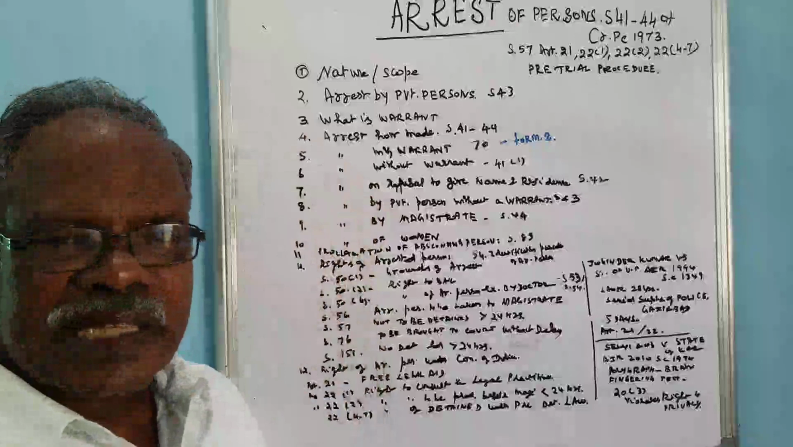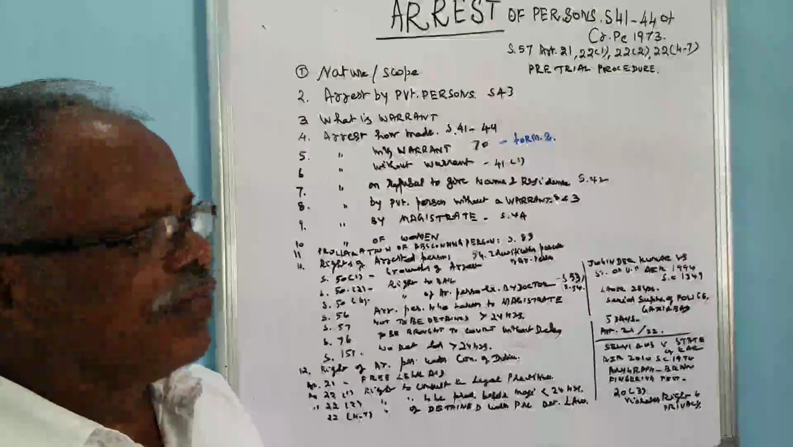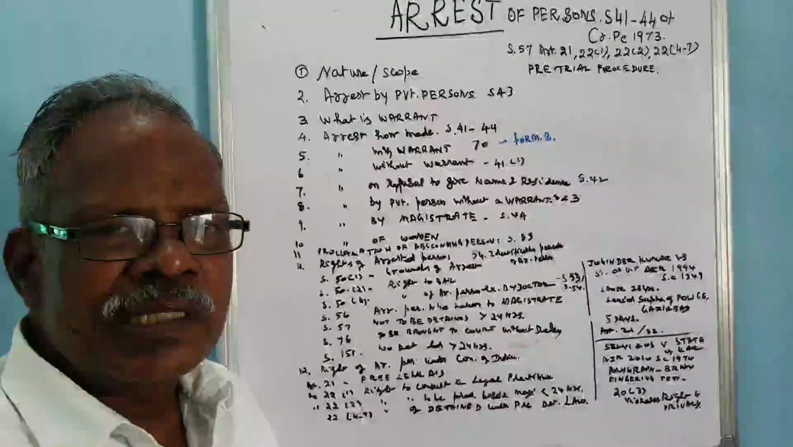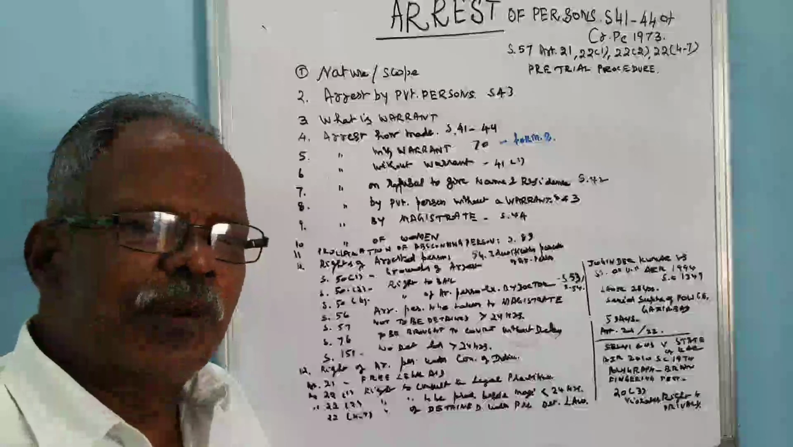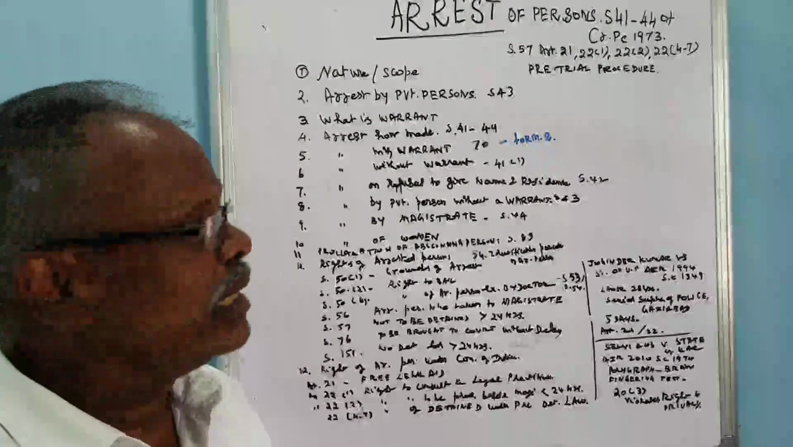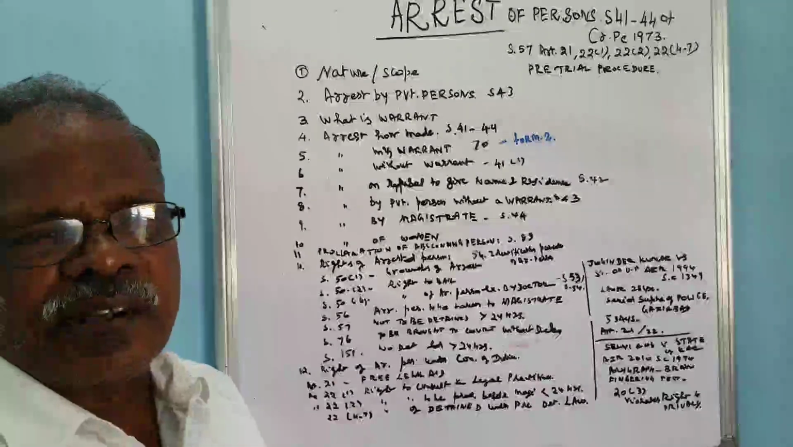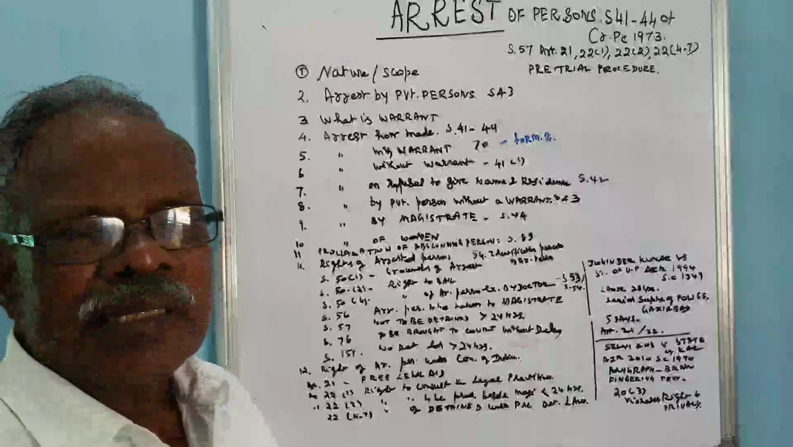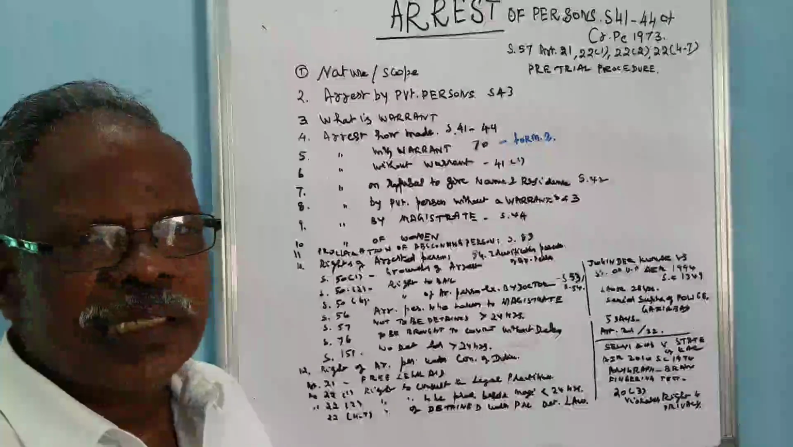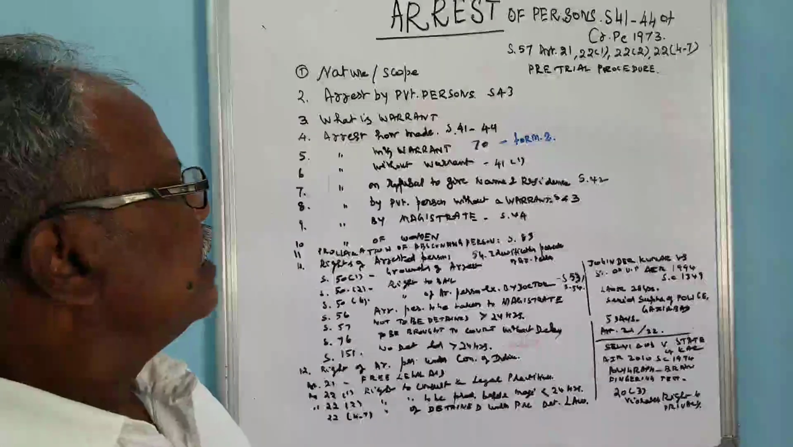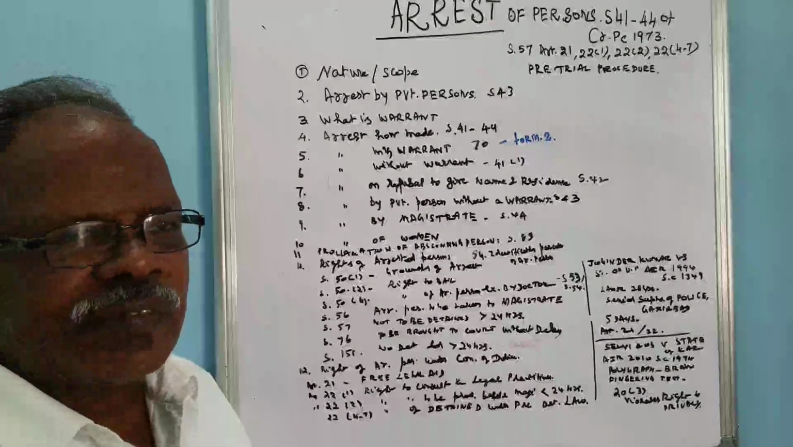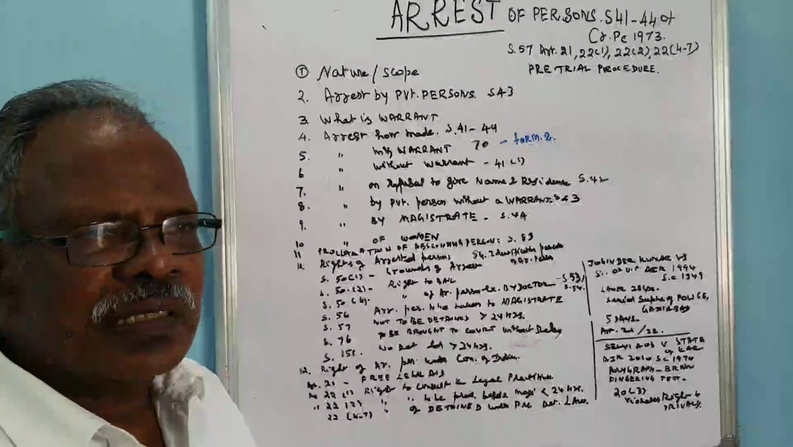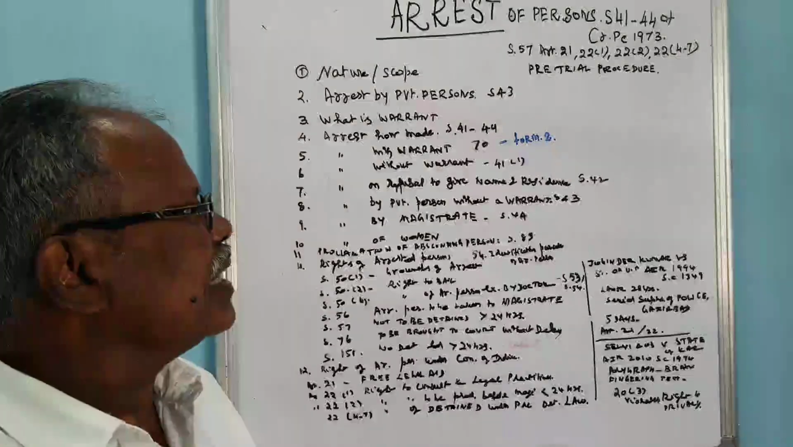Then the third thing is, what is a warrant? A warrant means a written order by the court authorizing the police or some other officers to arrest a person. That is called a warrant. A warrant is the written order by the court to arrest an offender. Usually the warrant is given in the case of a non-cognizable offence, or for some serious offences.